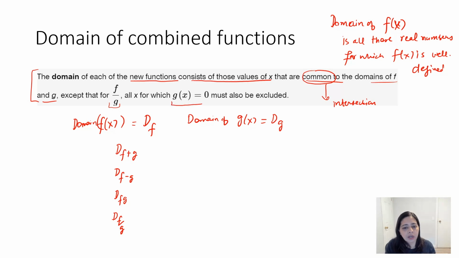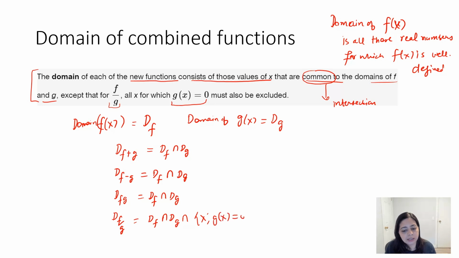You also have to take into consideration that the points where the denominator is becoming 0 must be excluded. So in other words, what this result is telling you is that the domain of f plus g is the domain of f intersection the domain of g. Again, domain of f intersection domain of g, and intersection with those x where g(x) is not equal to 0. So where g(x) is becoming 0, that has to be excluded.